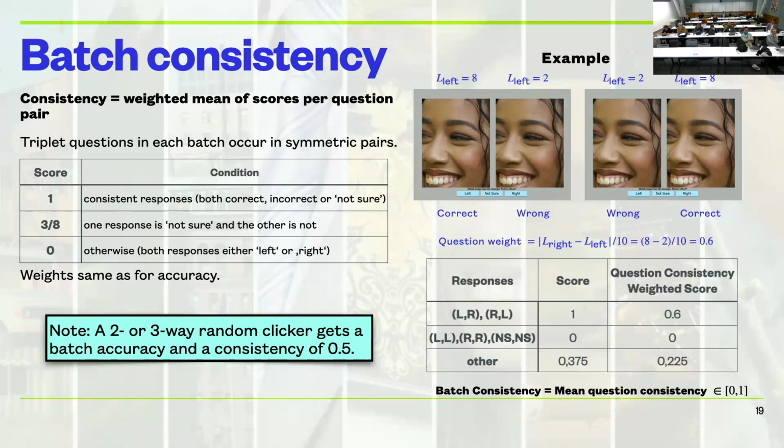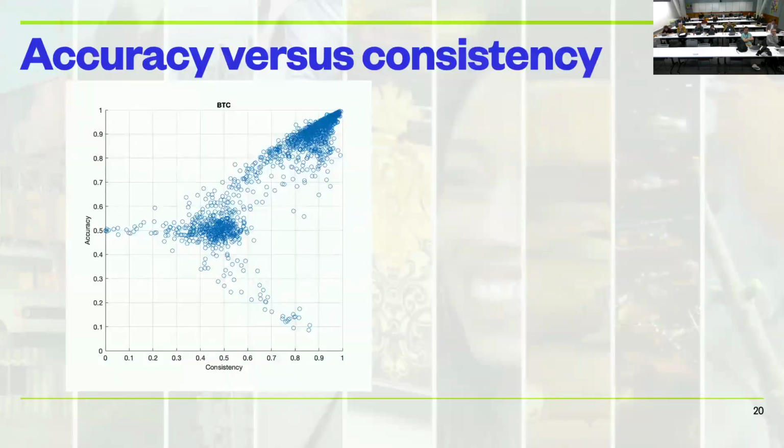Now we already see here the results. This is about 500,000 responses in a few thousand batches, and for each batch there's one point in the scatter plot. On the horizontal axis we have consistency from 0 to 1, and on the vertical axis we have accuracy from 0 to 1. Accuracy and consistency of 1 is very good. People are highly accurate, they pay attention, they get the right answer, and they consistently get the right answer. So the top right is good. But 0.5 and 0.5, that's where our random clickers are.